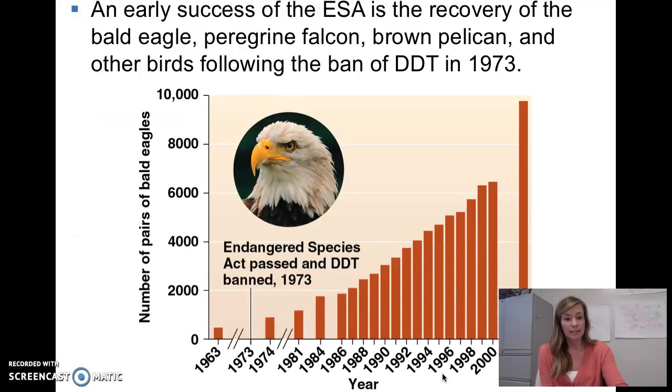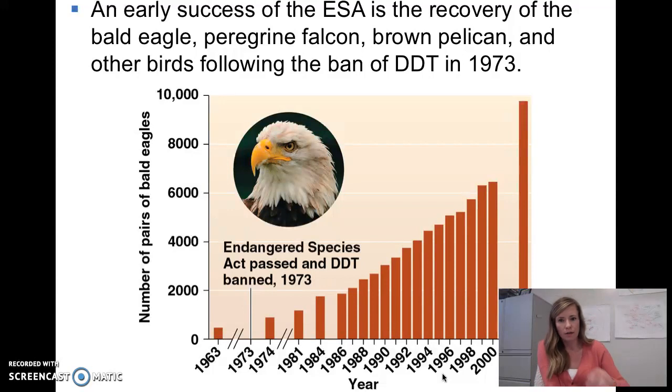The ESA has had several successes, one of them being the recovery of the bald eagle, the peregrine falcon, the brown pelican, and other birds following the ban of DDT in 1973. So these guys are no longer listed as endangered. DDT is a chemical that was used in pesticides, which is super harmful, especially as it moves up the food chain. So it's not as harmful to the mice, but as it moves up, because the eagle eats so many mice, it gets a lot more of the toxin inside, and then it dies.